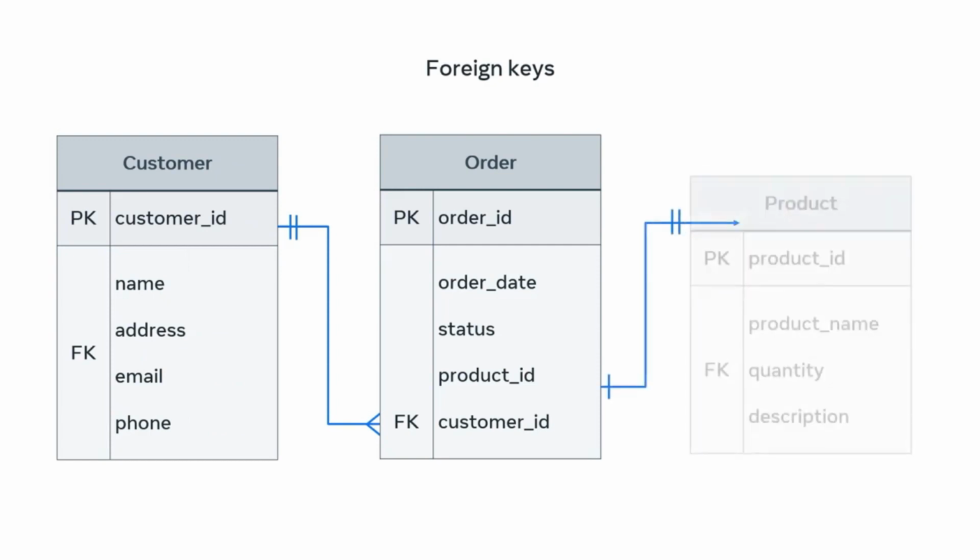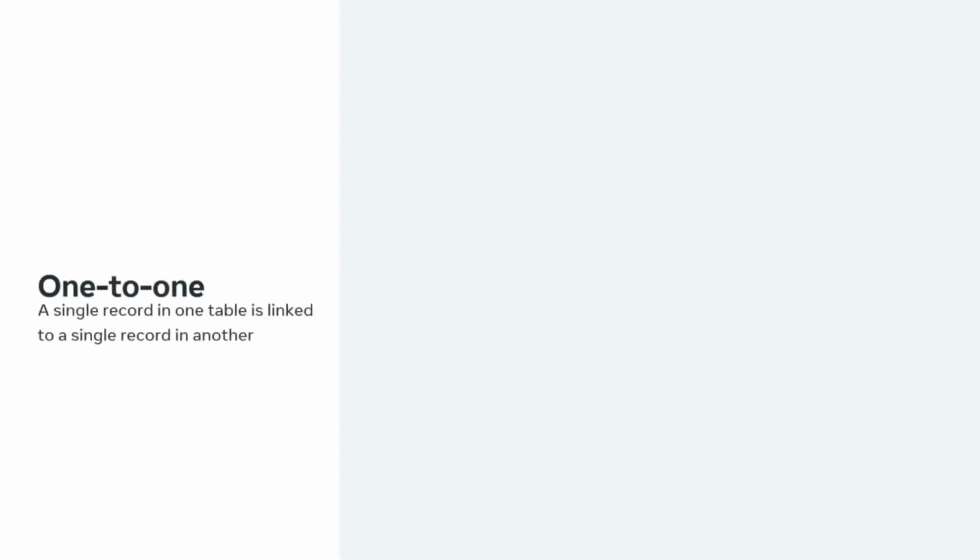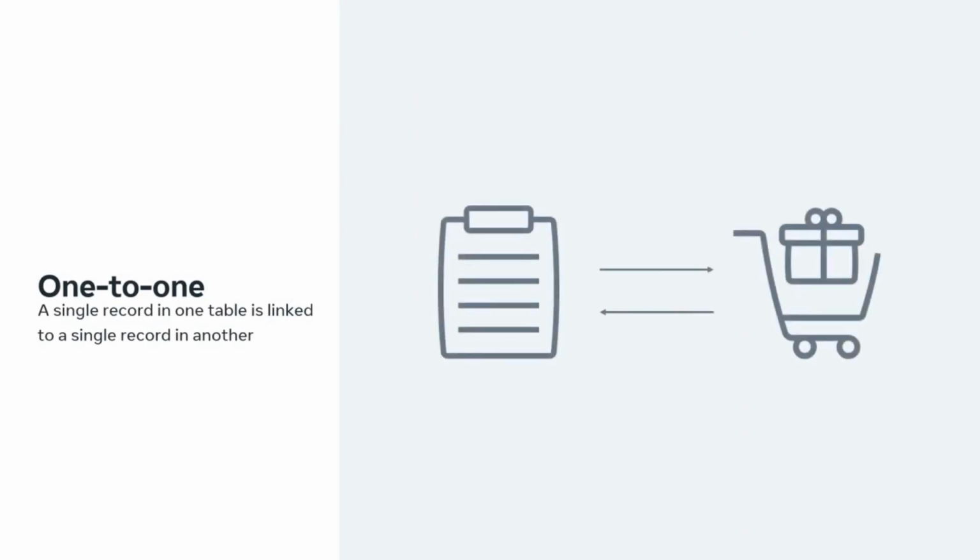Let's add a new table, product table, into the previous diagram to explain this in more detail. The order table now has two foreign keys. One foreign key links it with the customer table via the customer ID, and the other links it with the product table via the product ID. The relationship between these tables is one-to-one. Each order must be related to a specific product record, and each product might be related to an order record, but doesn't have to be.